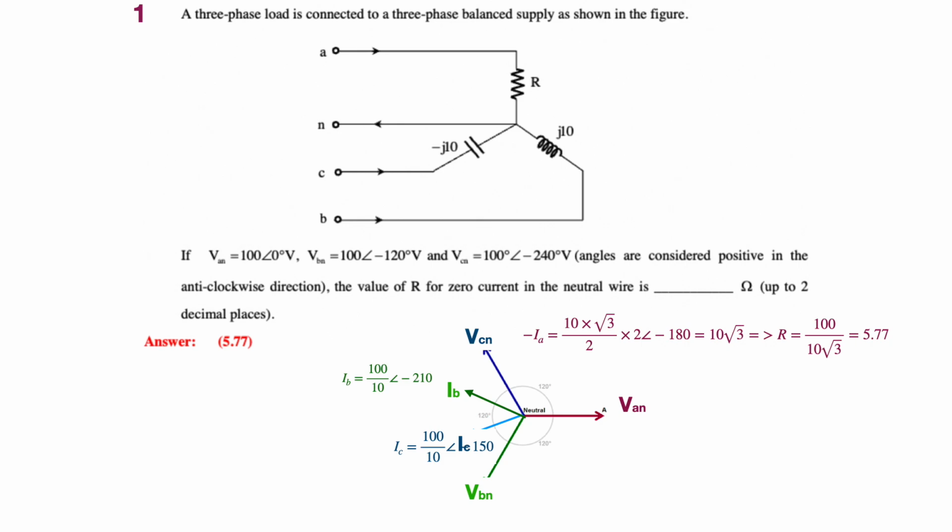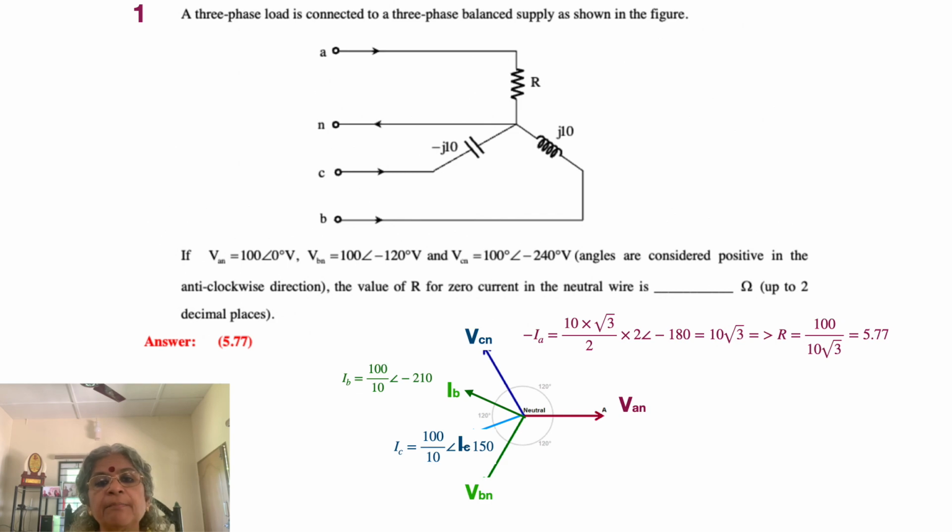And VCN is equal to 100 angle minus 240 degrees. Angles are considered positive in the anti-clockwise direction. This is the case for electrical quantities. The question is: what is the value of R for zero current in the neutral wire? So what all do we need to consider?